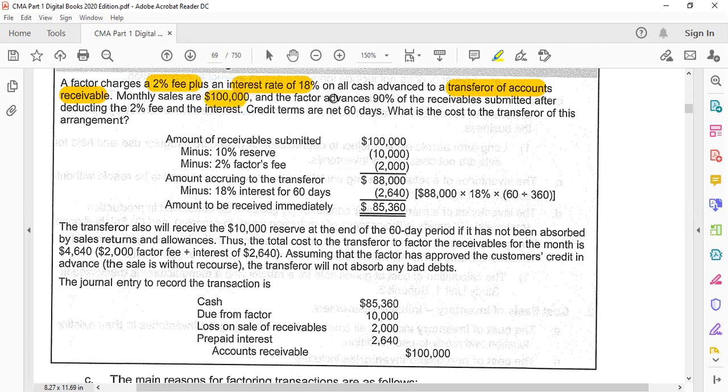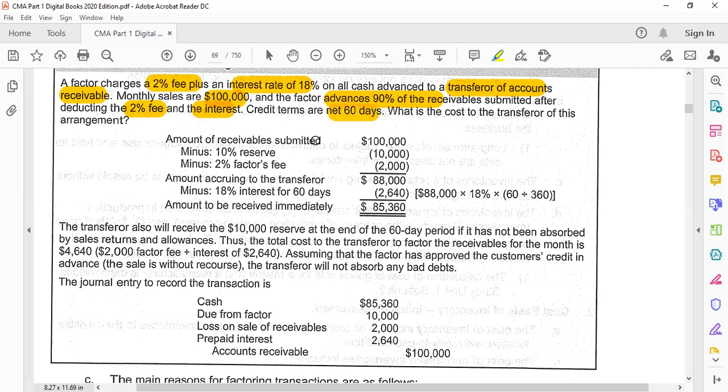And the factor advances 90% of the receivables, right? The factor is going to give you not 100%, but 90% of the receivable submitted, after deducting the 2% fee in advance and the interest in advance. It means the factor will give you 90% of the invoice right now. Maybe the remaining 10% he will give you in the future, and he will also deduct the 2% factor fee and the interest in advance. And here credit terms are net 60 days.